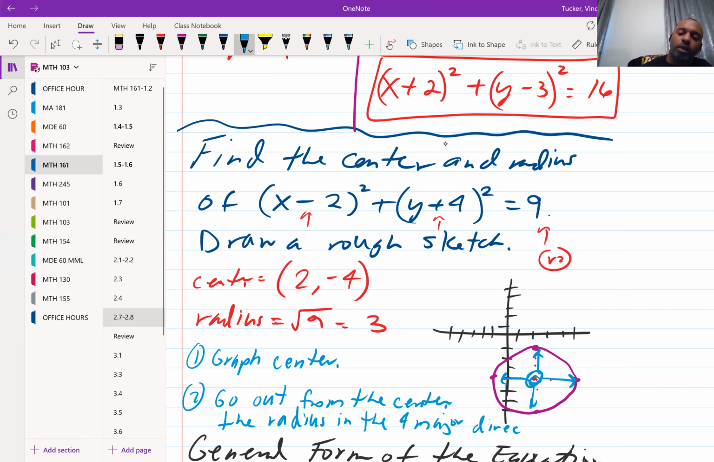I'm just trying to put some directions on it. So you grab your center first, and then go out from the center, the radius in the 4 major directions. Go up, down, left, right.